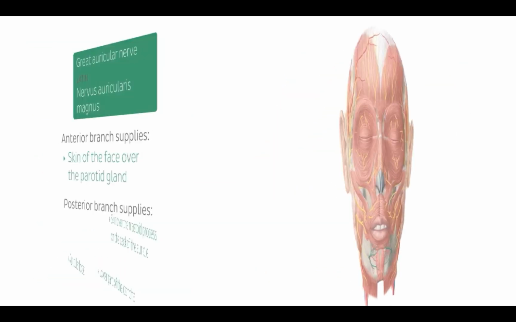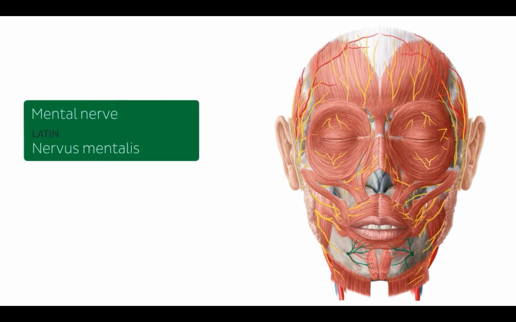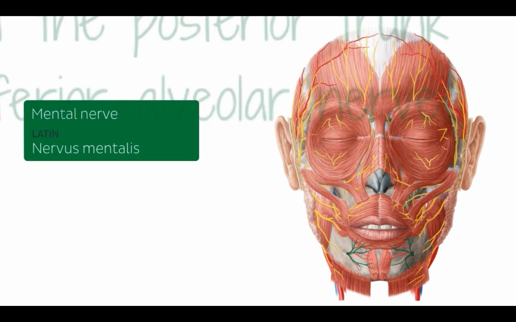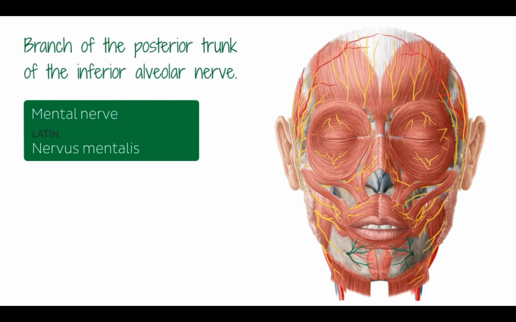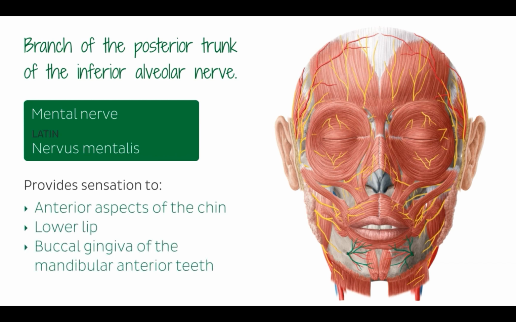Finally, we're going to be seeing these two nerves here on your chin. These are known as the mental nerves. They are branches of the posterior trunk of the inferior alveolar nerve. It is a general somatic sensory nerve which provides sensation to the anterior aspects of the chin, also the lower lip, also the buccal gingiva of the mandibular anterior teeth, and the premolars.